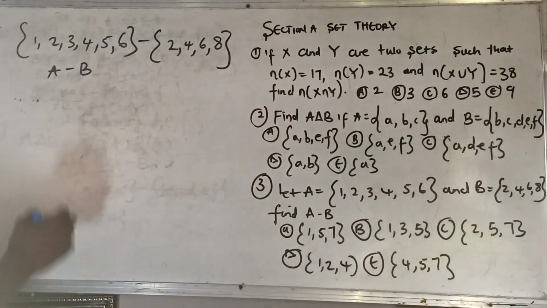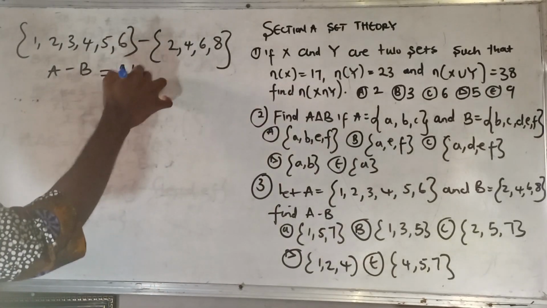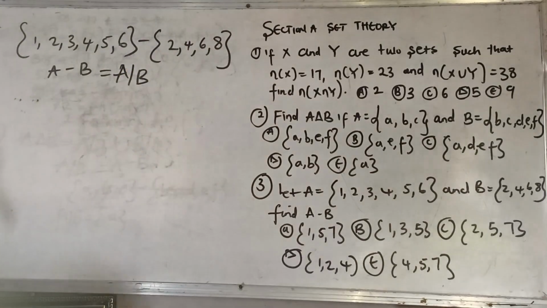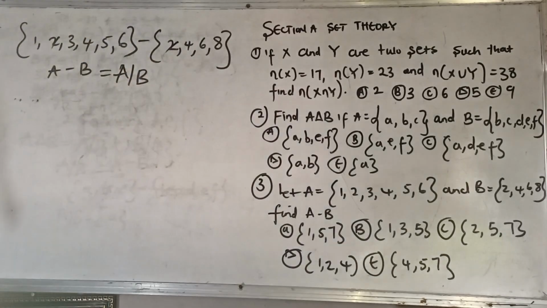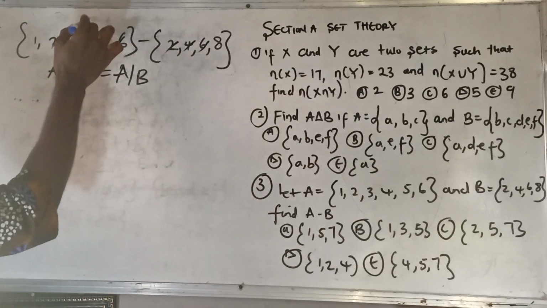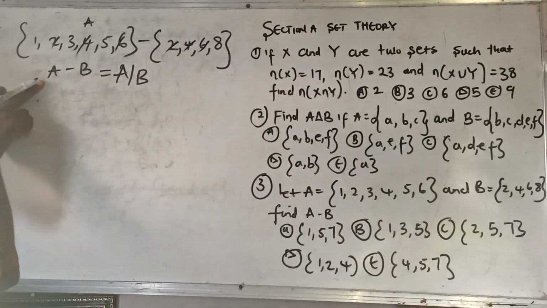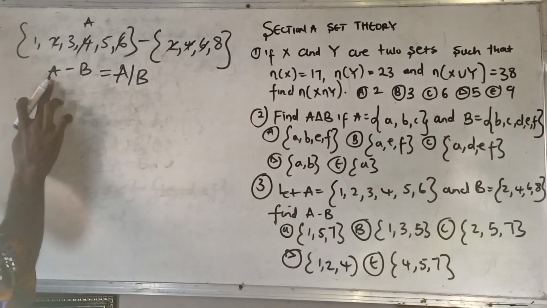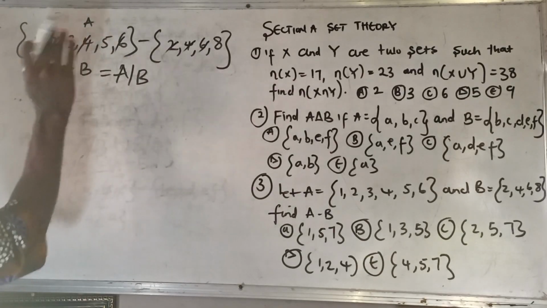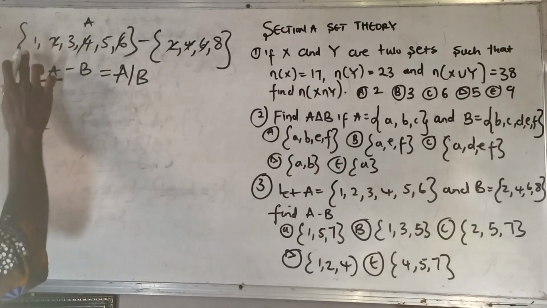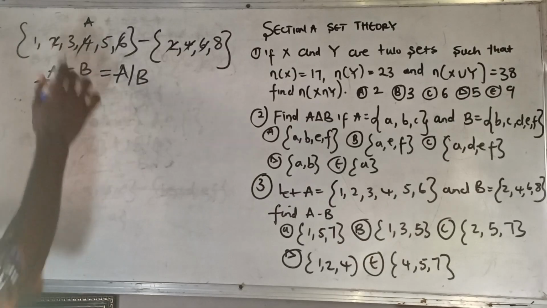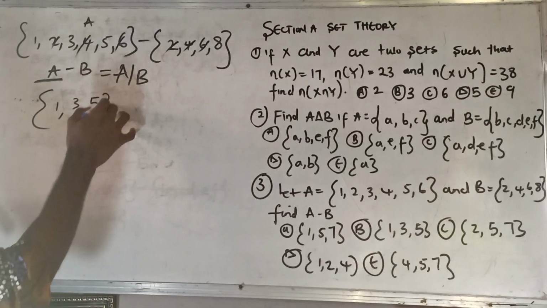Remember now that A over B can also be written as A divided by B. Let me use the word divided. 2 and 2 cancel, then 4 cancels 4, then 6 cancels 6. So we are considering the elements of A, because A appears first. Are you following? Yes, sir. So we are considering those elements that are remaining. What elements are remaining? Is it not 1, 3, and 5? That is the element remaining.